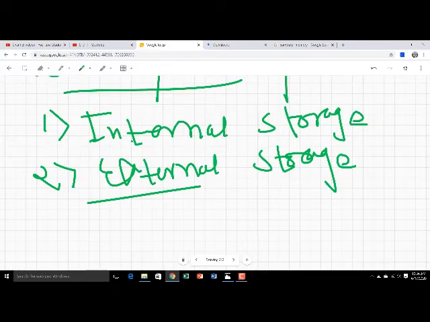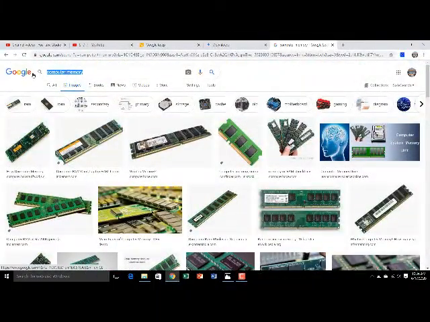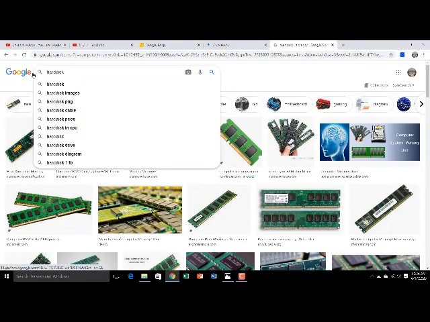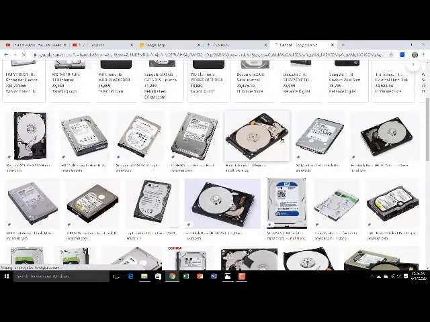Okay, so we will see the image of a secondary memory, like our hard disk. You will see the hard disk. These are all hard disk images of different hard disks. These are the internal storage devices, meaning this kind of hard disk is attached inside your CPU. So these are the internal storage devices.